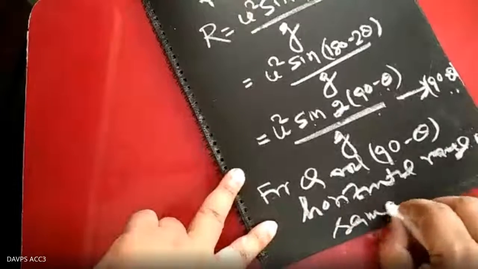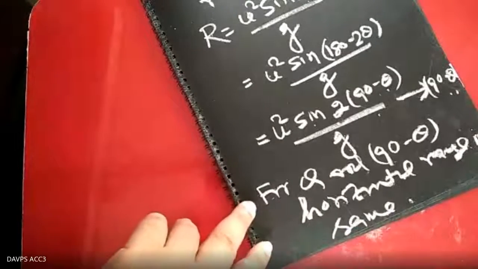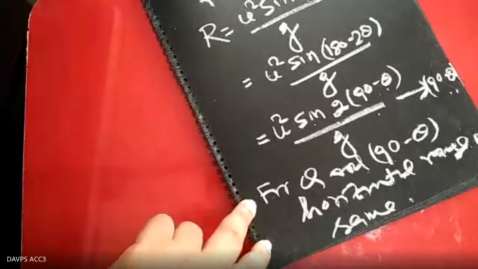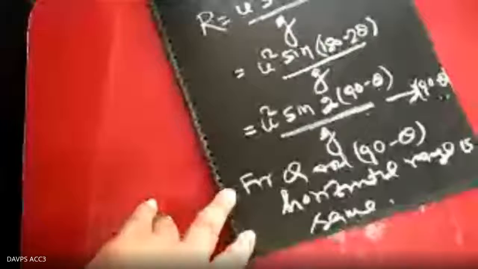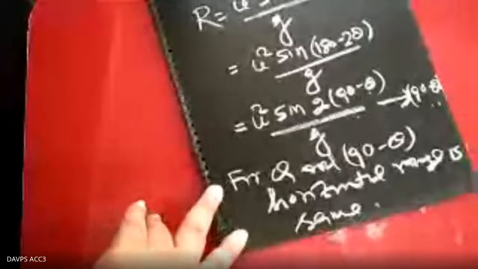Okay, horizontal range is same. Aman Gupta, yes, Aman Gupta, you just tell me.